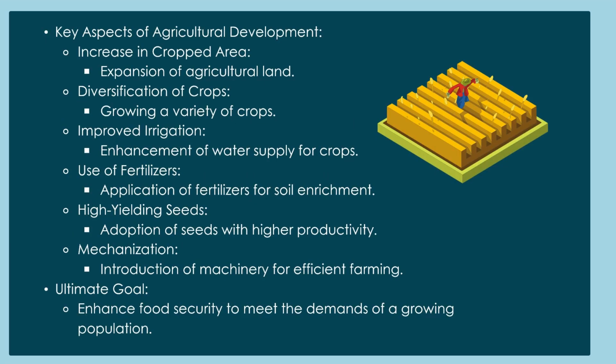Key aspects of agricultural development. The first one is increase in cropped area, which is done by expansion of agricultural land. Diversification of crops, which is done by growing a variety of crops. Then improved irrigation, which enhances water supply for the crops. Use of fertilizers for soil enrichment. Then adoption of seeds with higher productivity. Then mechanization, introduction of machinery for efficient farming. The ultimate goal is to enhance food security to meet the demands of a growing population.